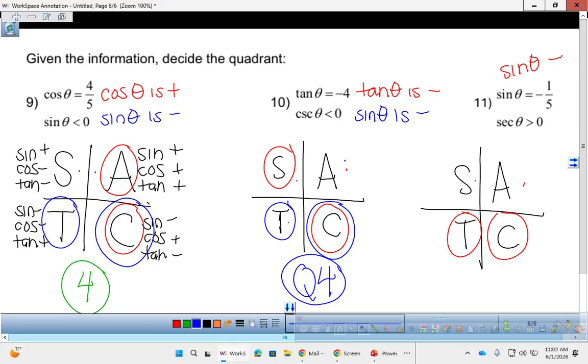Secant, if you're not sure what it is, flip through your test. Find it where it's in a group of 6. See what secant is next to. It's cosine, okay? It'll be next to cosine. So this is saying that cosine of theta is greater than 0, which means it's positive. It's positive in 1 and 4.